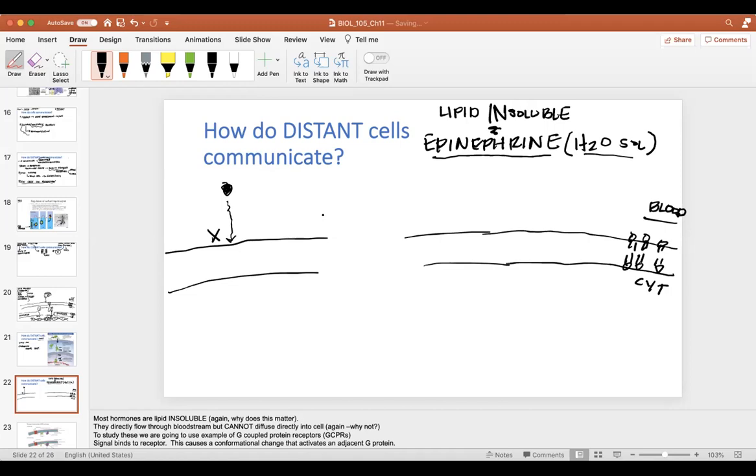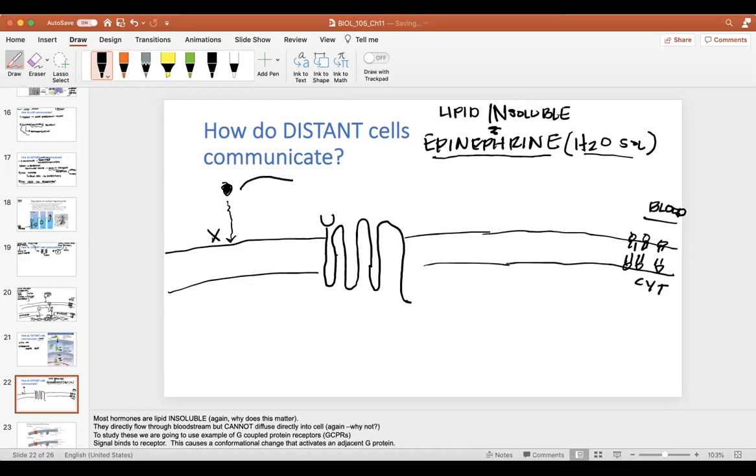So it's actually going to attach to receptor molecules embedded in the cell membrane. So let's draw one. These receptor molecules are going to look something like this. They actually go back and forth through the cell membrane 7 times. That's 1, 2, 3, 4, 5, 6, 7. Did I do this right? 1, 2, 3, 4, 5, 6, 7. Okay. So these particular receptors are what we call 7-fold transmembrane receptors.